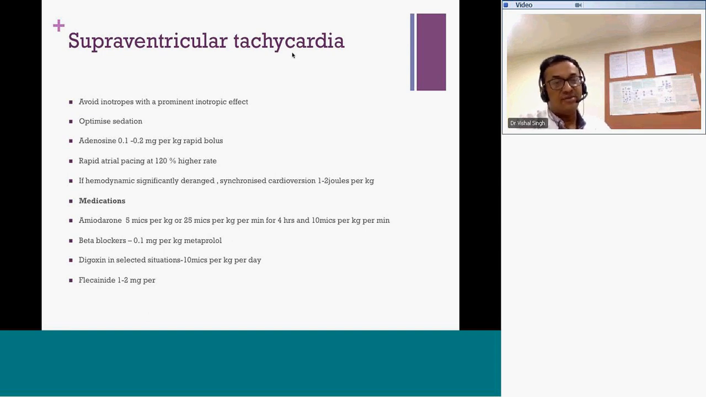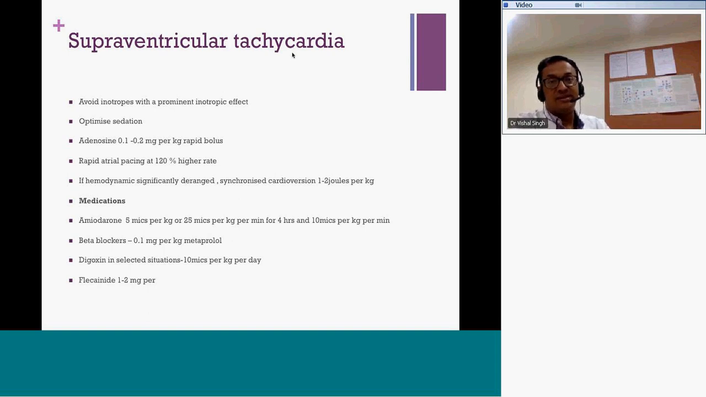Again, amiodarone 5 milligram per kg as a bolus, then 25 microgram per kg per minute for 4 hours, and then 10 microgram per kg per minute as an infusion. So you can use a bolus of 5 milligram per kg given over 1 hour or 20 minutes, depending on the acuity of the situation, followed by a 10 microgram per kg infusion, or you can give 25 microgram per kg per minute for 4 hours and 10 as an infusion later.